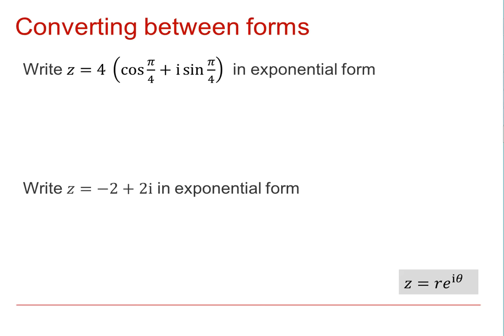From the r cos theta plus i sine theta form, it's very straightforward to spot what r is, in this case 4, and theta, in this case pi by 4. And therefore, we can write that z equals 4 e to the i pi by 4.